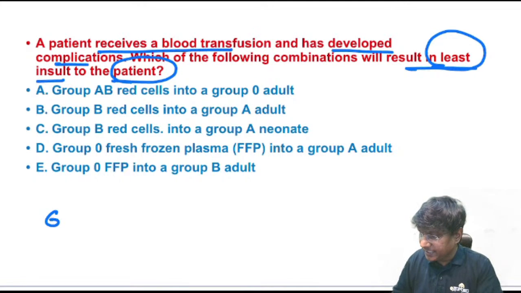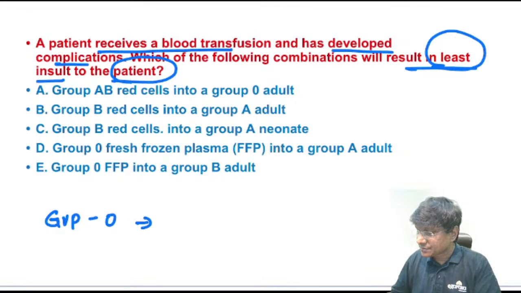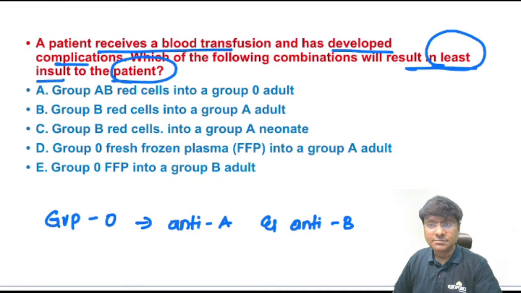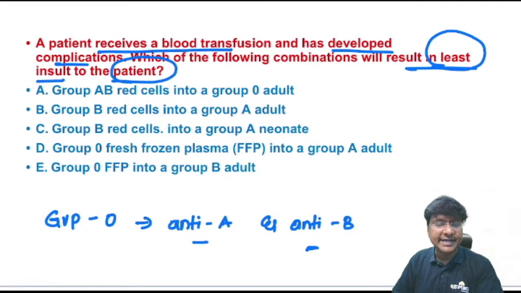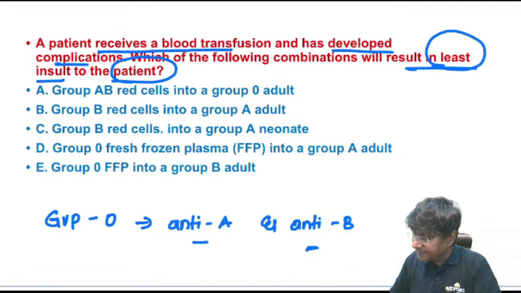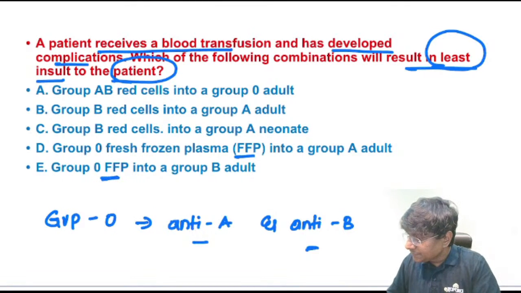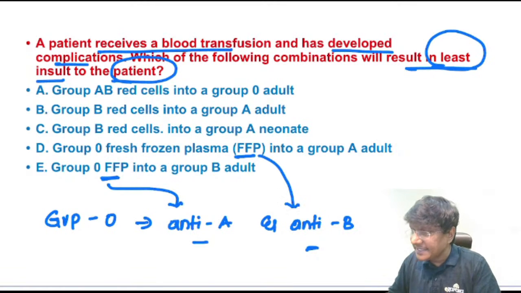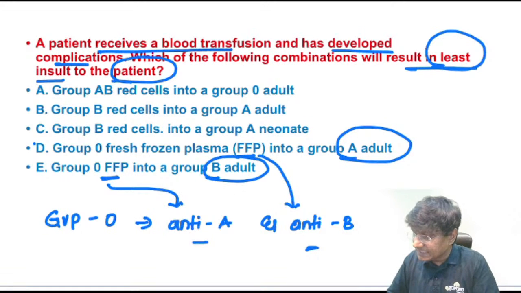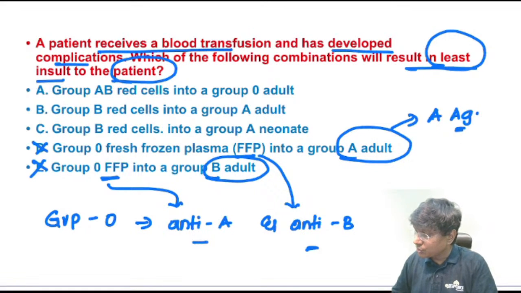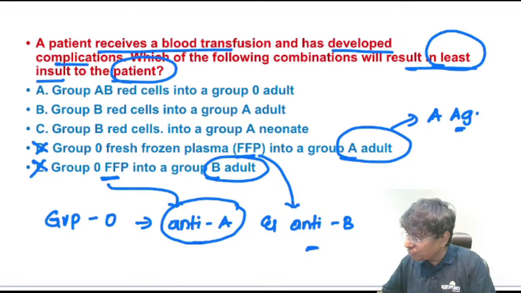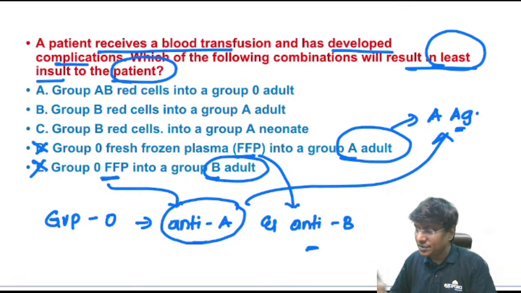Right. So let me just tell you. You take group O. These patients will have antibodies. What are those antibodies? Anti-A as well as anti-B. So this anti-A and anti-B will react with recipient's red blood cells expressing A or B antigens. Even fresh frozen plasma also contains anti-A and anti-B. That is the reason why giving group O FFP into group A adult or group B adult will definitely cause an insult, because group A adult will have A antigen, right? So the anti-A present in group O can cross react with the A antigen, and the same story is in group B adult also.